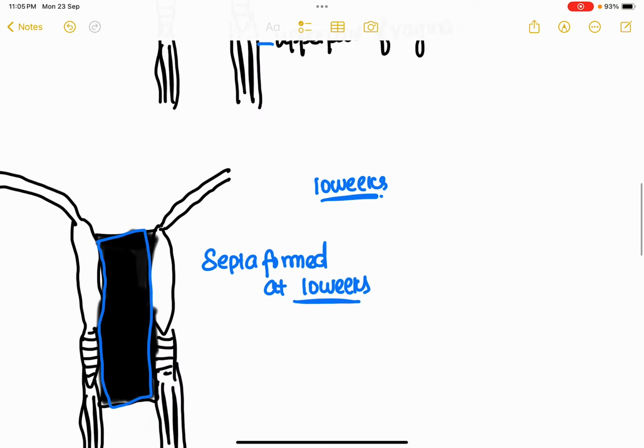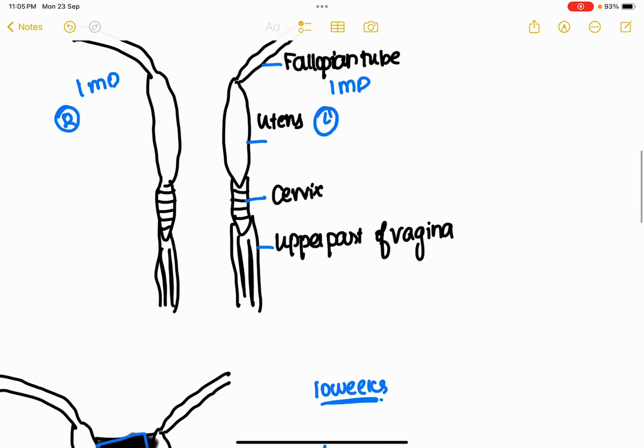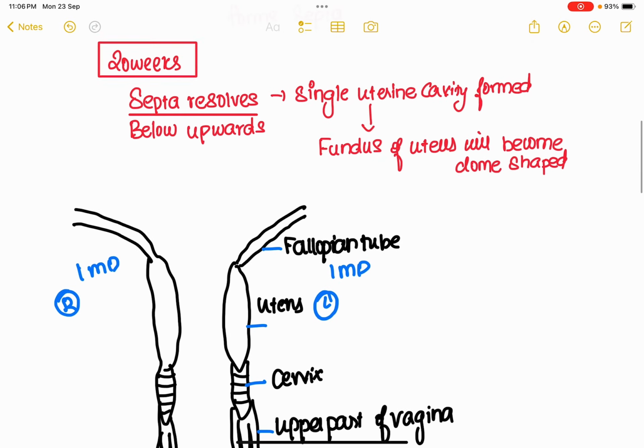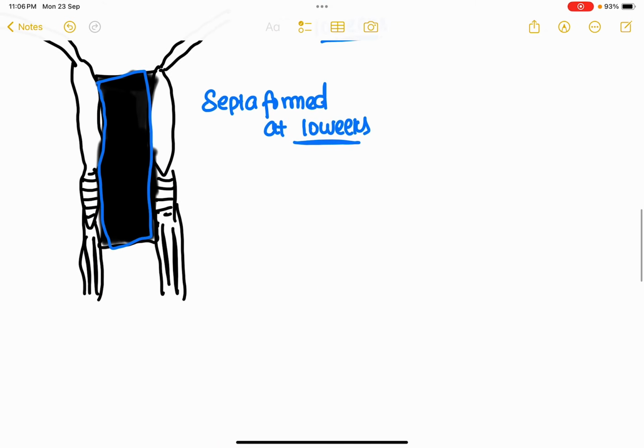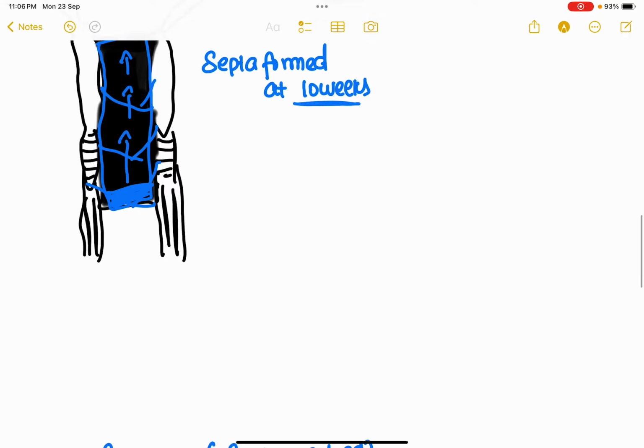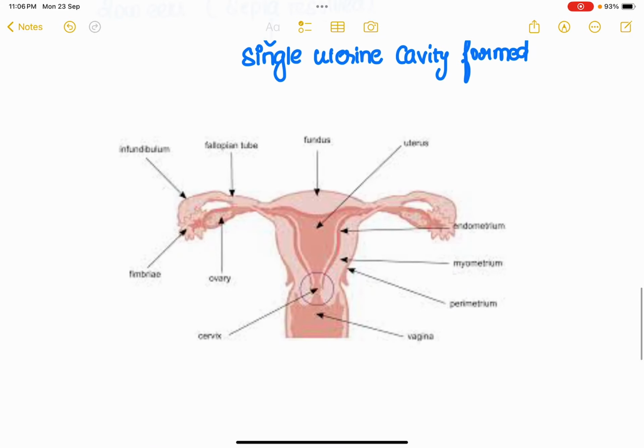Now, when does this process happen? So this resolve of the septa is going to happen in around 20 weeks. By around 20 weeks, the septa is going to resolve, and this resolve is going to happen in a below upwards direction. So first, this resolve is going to happen in the below direction and then it is going to progress in the upward direction. So initially, this part will fuse, later this part will fuse, and later this part will fuse, and finally a single uterine cavity will be formed like this.